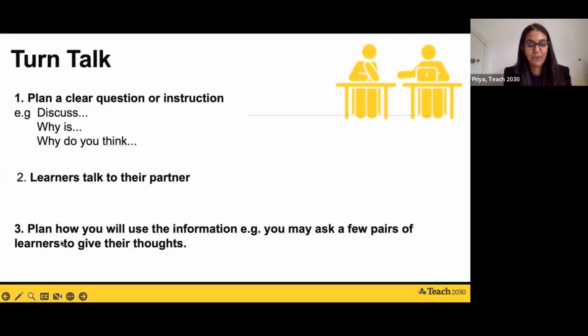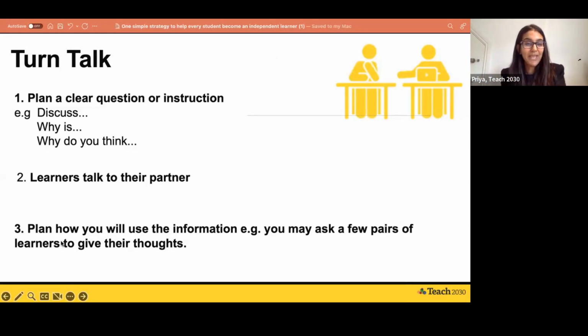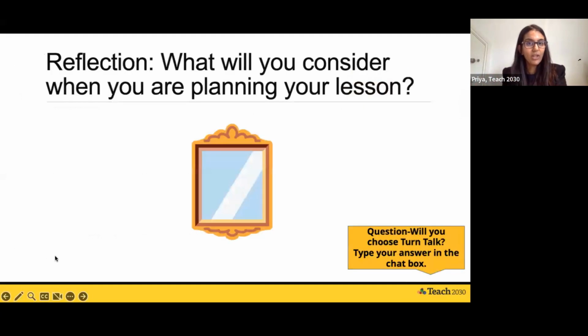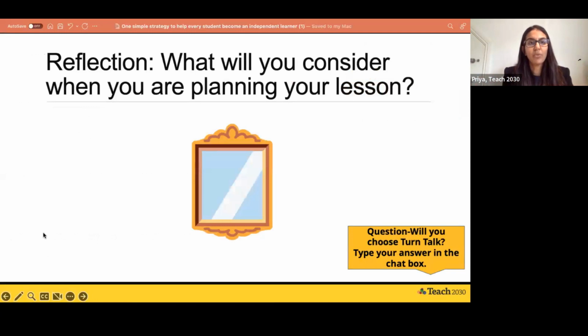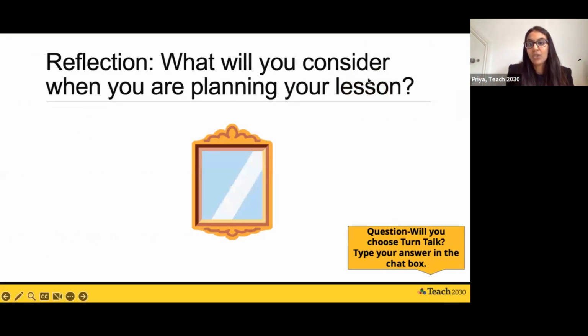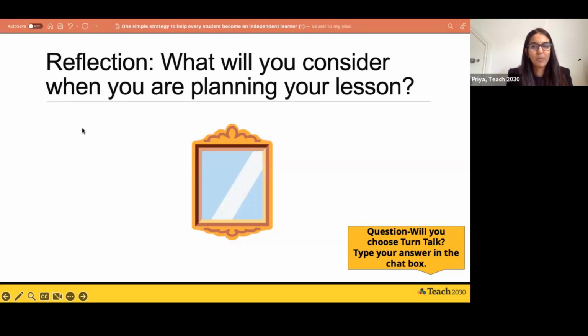in your classroom too. So as we're coming towards the end of our workshop, what we'd like to know is, reflect upon your planning, and will you choose Turn Talk as one of your strategies for independent learning in your classroom as well. So in the comment box below, could you just let us know if you're going to be using Turn Talk in your classroom, that you can implement this essential skill in your classroom tomorrow.